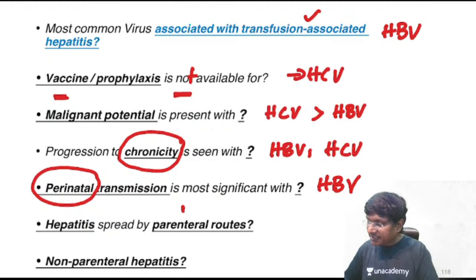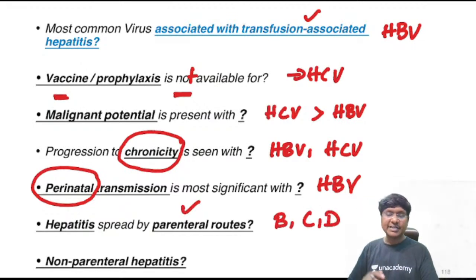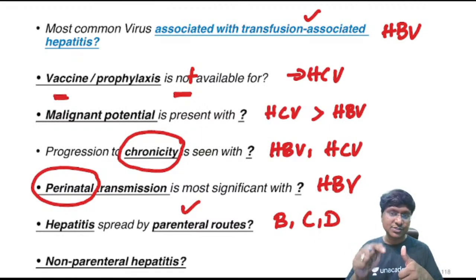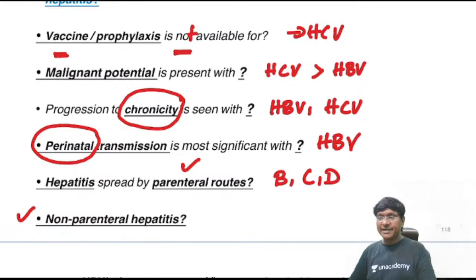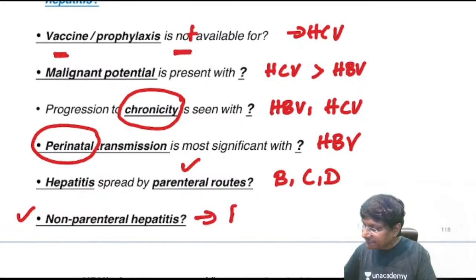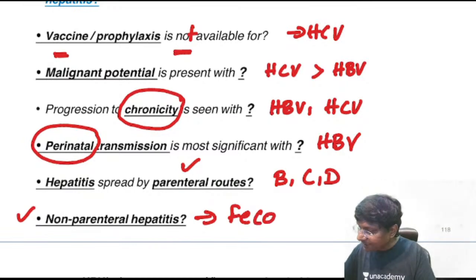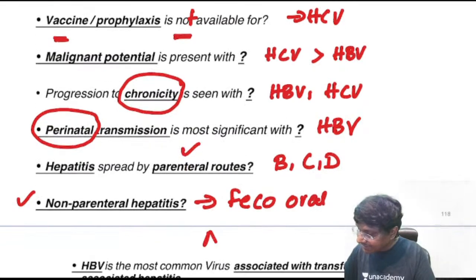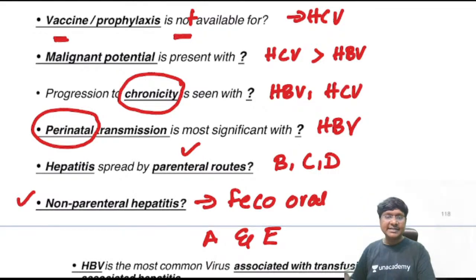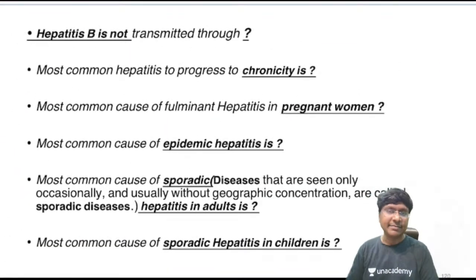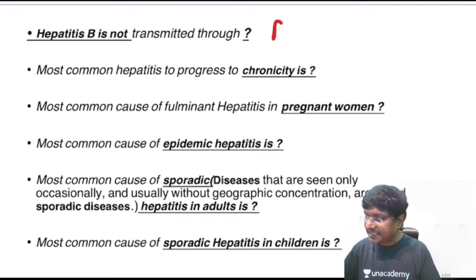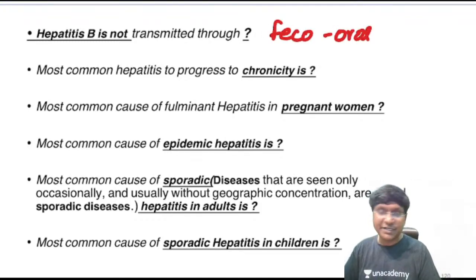And which viral hepatitis are spread by the parenteral route? That will be B, C and D. That means they are spread by percutaneous or intravenous routes, pinprick, sexual transmission and vertical transmission. Whereas the viral hepatitis spread by the non-parenteral route, that means the fecal-oral route, will be hepatitis A as well as hepatitis E. Then you have a few more questions on the same. Hepatitis B is not transmitted through the fecal-oral route, please remember this.